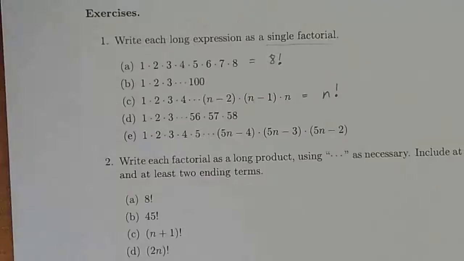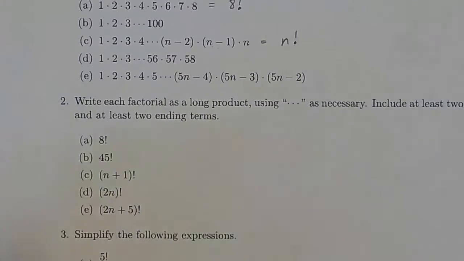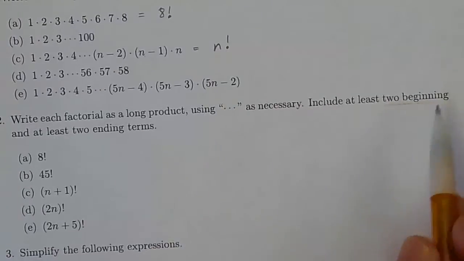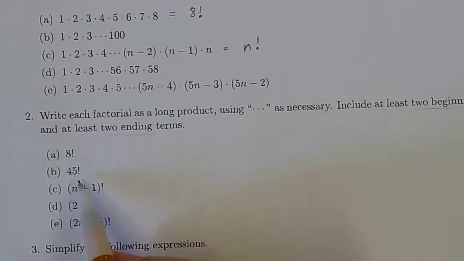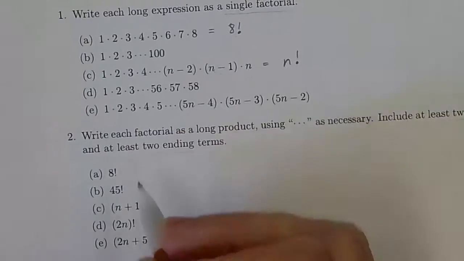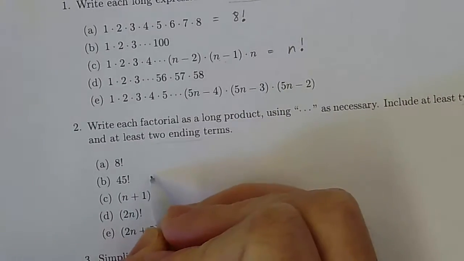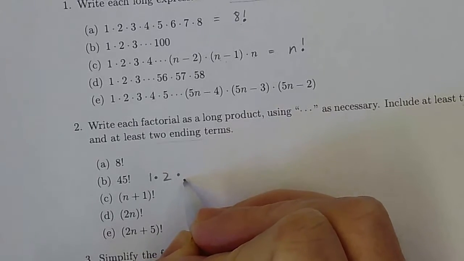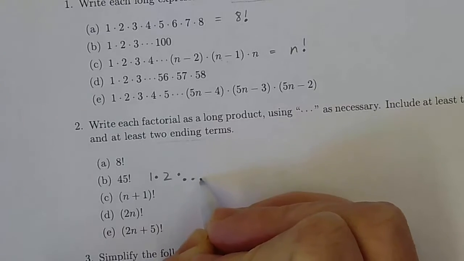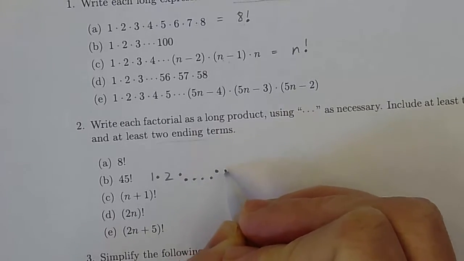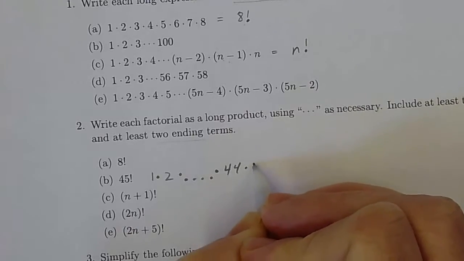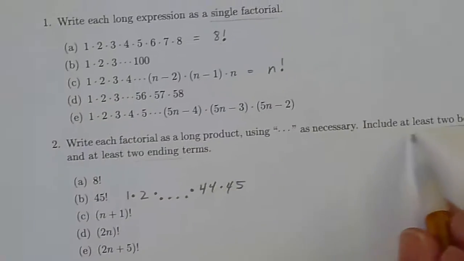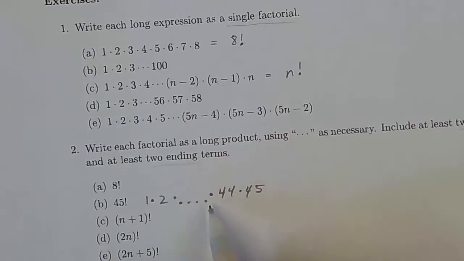All right, let's take a look at number 2. Let's go ahead and read those directions. Okay, so include at least 2 beginning and at least 2 ending terms. They're giving you the ending terms. That's how factorial works, right? This was the ending term. All right, so if I do B and I start with the first 2 terms, I'm going to do this. 1 times 2 times, and they're saying you can do dot, dot, dot. We don't have to do this forever. They're saying start it and finish it. And then we pick back up at the last 2 terms, which would be 44 times 45. Okay, makes sense? Kind of a short way instead of writing out all 45 numbers. 2 beginning and at least 2 ending terms, or more if you prefer.